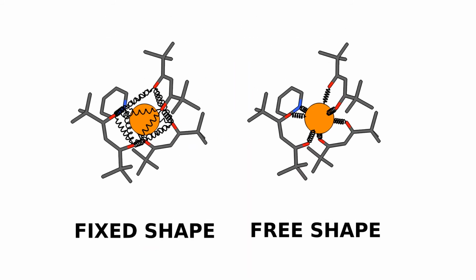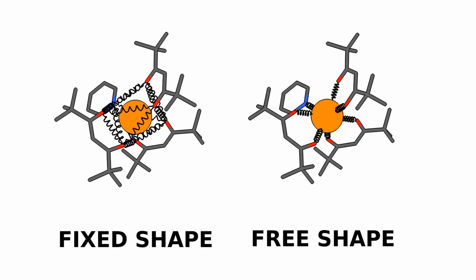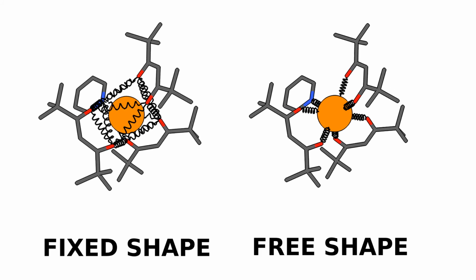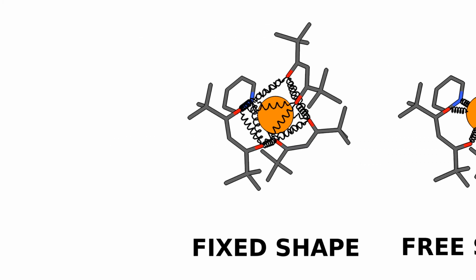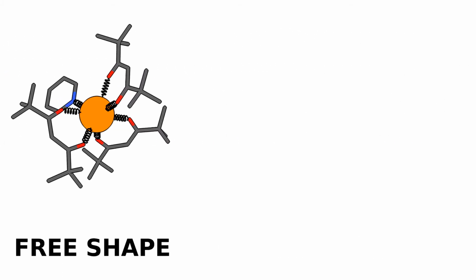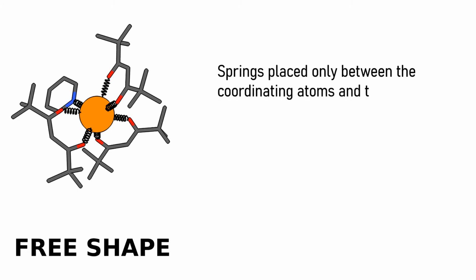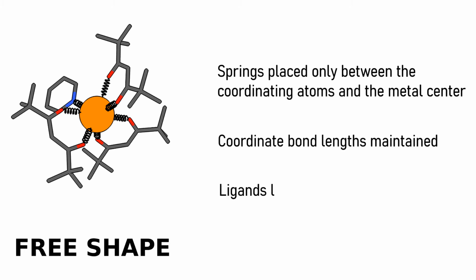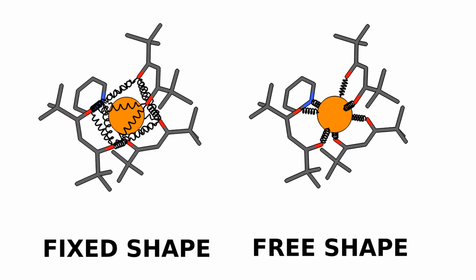Warp simulates the attractive interactions between the coordinating atoms and the metal center that gives rise to the coordinate bonds. Warp behaves as though a set of springs is holding the coordination system in place. For complexes with a predefined shape, the springs are placed along the edges of the coordination polyhedron, preventing the coordinating atoms from leaving their assigned three-dimensional position. For complexes without a predefined shape, the springs are placed only between the coordinating atoms and the metal center so as to maintain the appropriate coordinate bond lengths while allowing the ligands to diffuse laterally during the crowding optimization. The coordination warp is a measure of how much elastic potential energy is stored in these imaginary springs.